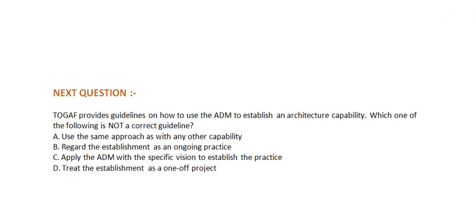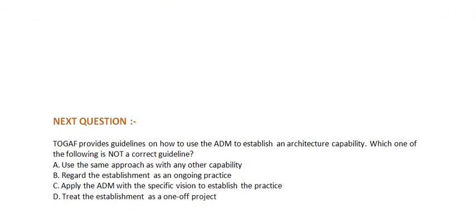Next question is, TOGAF provides guidelines on how to use the ADM to establish an architecture capability. Which one of the following is not a correct guideline? Option A, use the same approach as with any other capability. Option B, regard the establishment as an ongoing practice. Option C, apply the ADM with the specific vision to establish the practice. And option D, treat the establishment as a one-off project. The correct answer is option D.